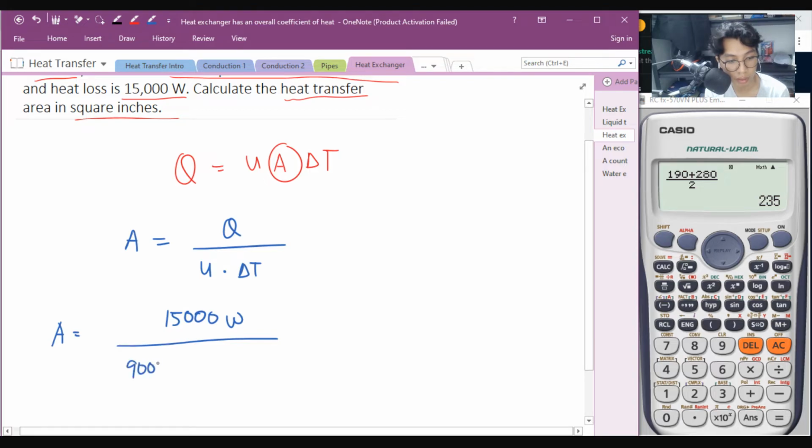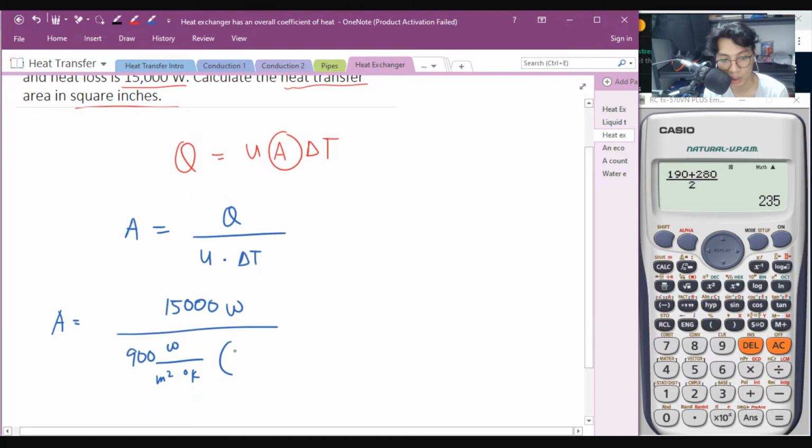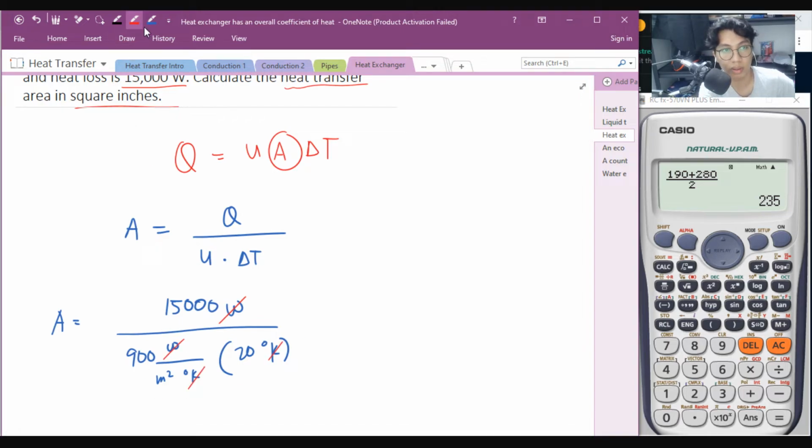900 watt per meter squared degree Kelvin. The change in temperature there is 20 degree Kelvin, also, since it is a change in temperature. What are we looking for? The area in inches squared. So, we cancel all the same units: watt, degree Kelvin. What remains is meter squared.